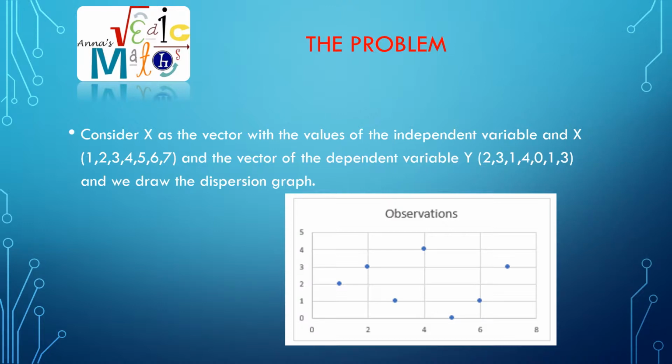The points are (1, 2), (2, 3), (3, 1), (4, 4), (5, 0), (6, 1), (7, 3).